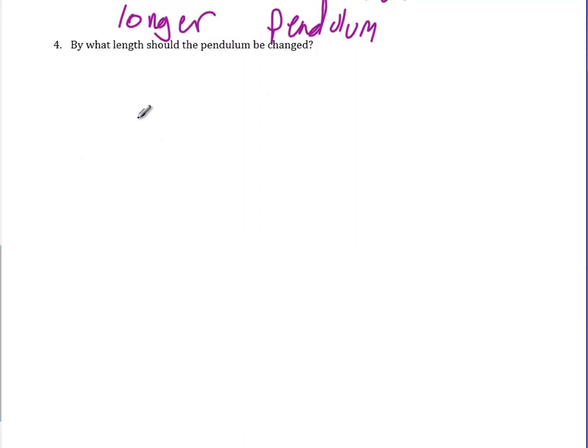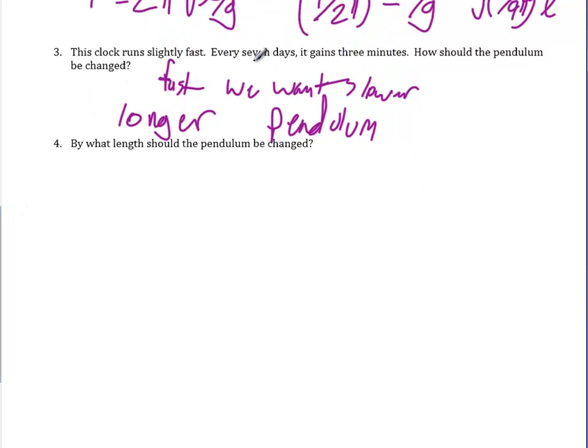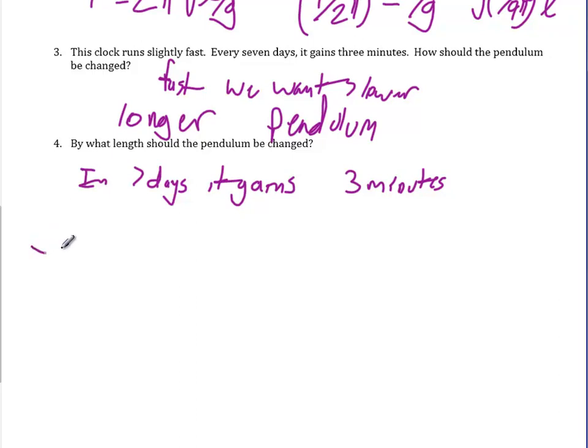The way I worked this problem is I said, this clock runs fast. Every 7 days it gains 3 minutes. Now, here's how I did this. Let's think about how this pendulum works. The pendulum drives the minute hand. So every time the pendulum swings back and forth, the minute hand moves around the clock.